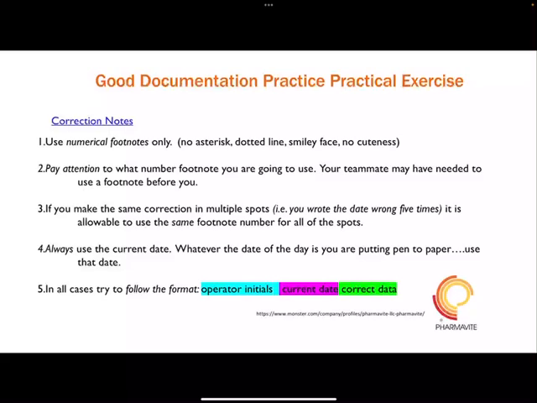Always use the current date. Whatever the date of the day is you are putting pen to paper, use that date. Please note that in some cases where the date itself was miswritten, your when and your what may indeed be the same date. However, that date still has to be written twice.